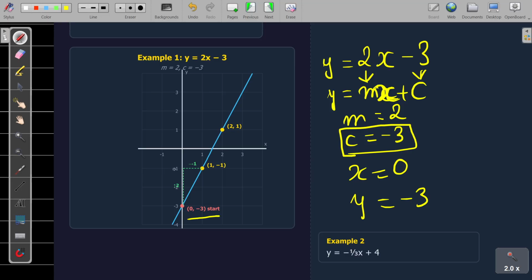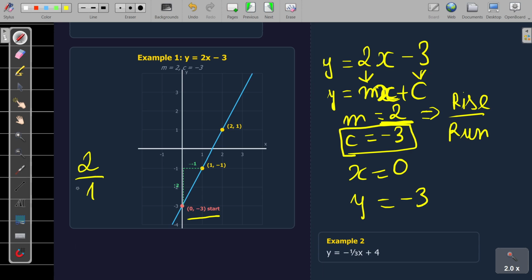We need to find m, the gradient. The number attached to x, as you can see right here, is 2. 2 is our gradient. Gradient is rise over run. 2 is a whole number, so how do we make it a fraction? Again, if you don't remember, rise over run, rise, run, fraction. We need to make this 2 in terms of a fraction, so we can write 2 as 2 divided by 1.